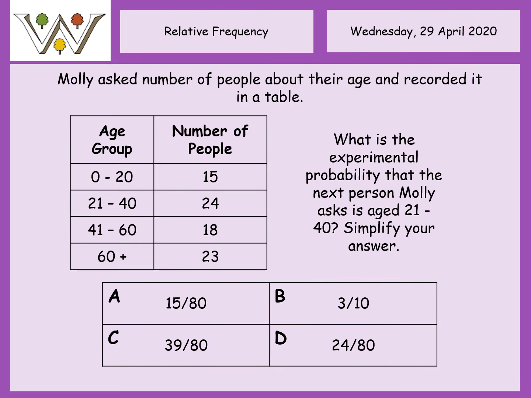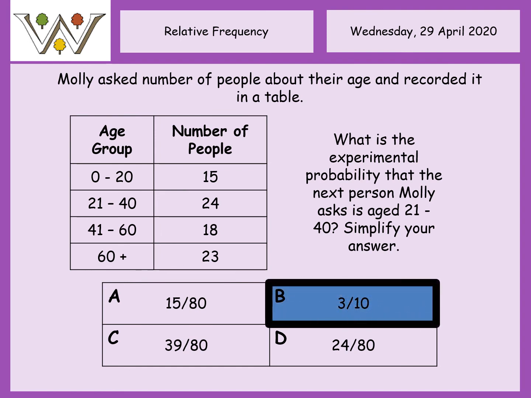Molly asked for the number of people in each age group and recorded it in a table. So what is the experimental probability, relative frequency, that the next person Molly asks is aged 21 to 40? So if we look on our little table, she's got 24 people that are 21 to 40. And then we need to add those up to find out that's 24 out of, don't forget to include the 24. So 24 adds up to 80, so it should be 24 out of 80. Again, if you wrote 24 out of 80, we thought that it's correct, but it's more proper to simplify it.